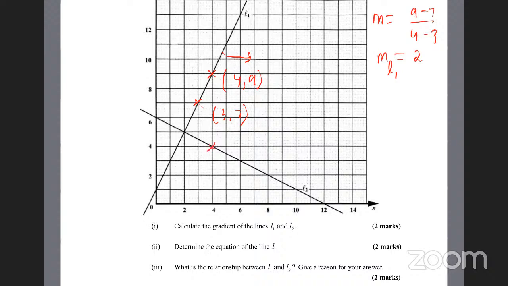Next one, here's (4, 4) and here's (8, 2). All right, so the gradient is equal to 4 minus 2 all over 4 minus 8. So that is 2 over minus 4. I got minus a half. Anybody got that? Minus a half.